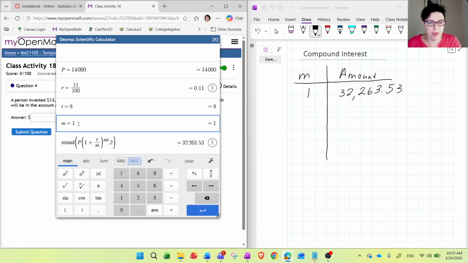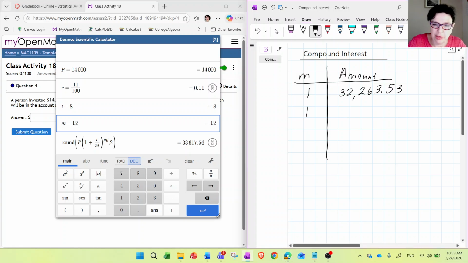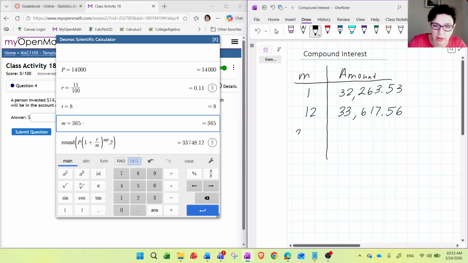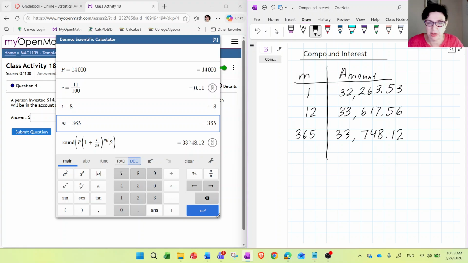Now, what if the amount of times you compound is monthly? Let's take a look at the difference. Now you see 33,617.56. So it is increasing. With monthly compounding, you definitely get more money. How about daily compounding? That's 365. Then I got 33,748 and 12 cents. It does seem like it's increasing, but maybe not as much as the previous increase.